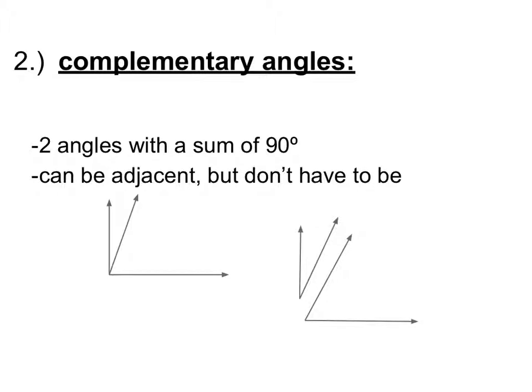Okay, complementary angles are two angles with a sum of 90 degrees. They can be adjacent, but they don't have to be. So here are two examples. The first example is adjacent. So let's say that this first angle, the small angle, is 30 degrees, and the larger angle is 60 degrees. You can have those same angles separated. They don't have to be adjacent. They don't have to be against each other, touching, for them to be complementary.